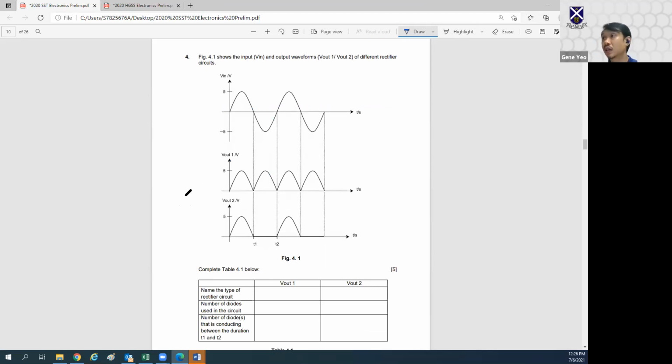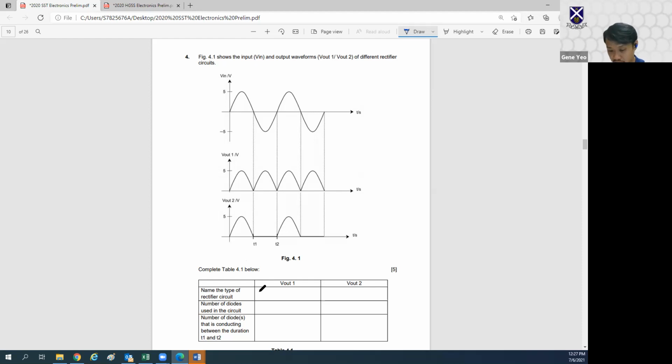So this is an input and output waveform, V out 1 and V out 2. We have two output waves of two different rectifier circuits. Name the type of rectifier circuit. So this one rectifies the AC fully, right? For every half wave, there is rectification. So this one is a full wave rectifier.